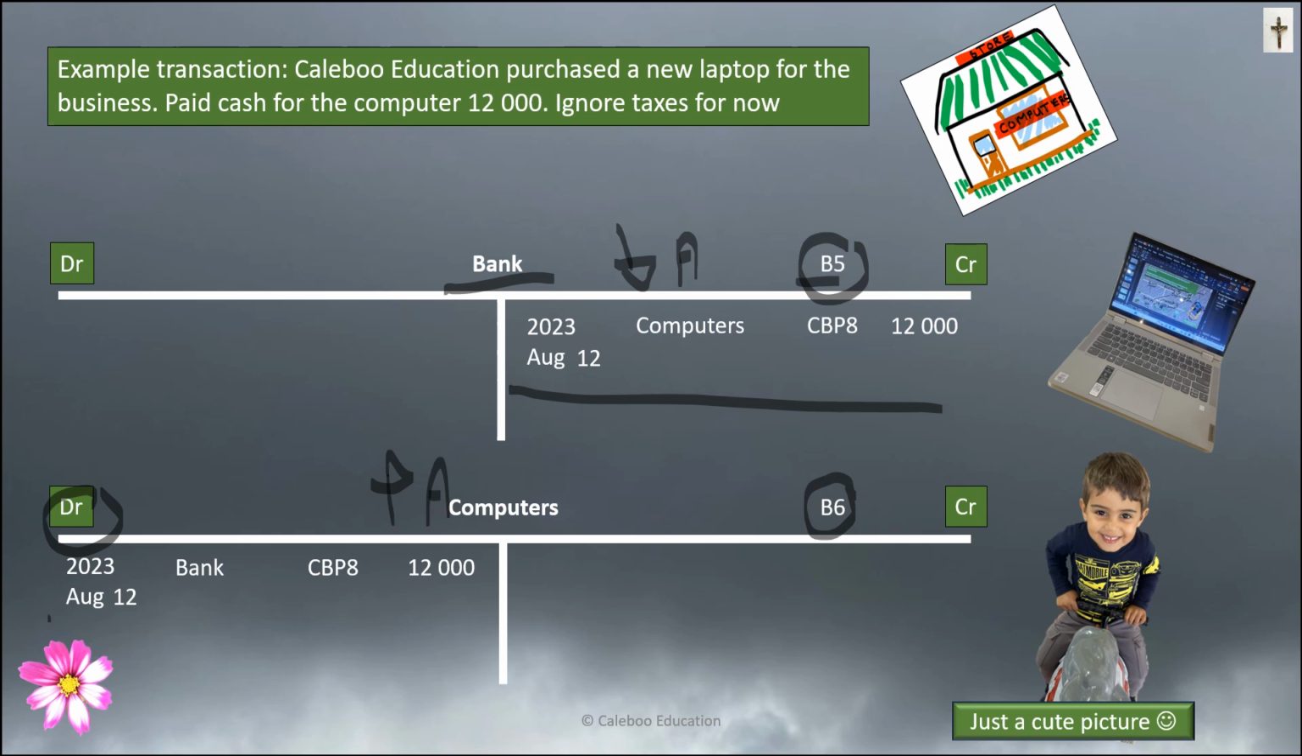This transaction took place on August 12th, 2023. You guys are now experts at debiting and crediting general ledger accounts. You know why an account is debited and why an account is credited. Well done, everyone. You are experts.